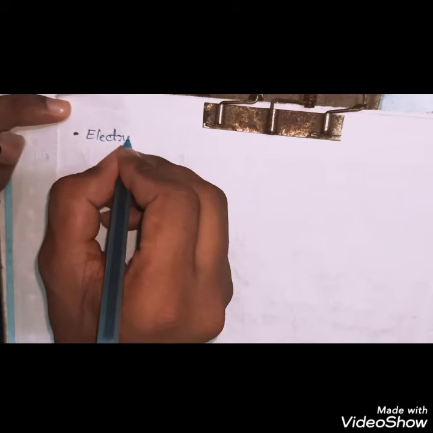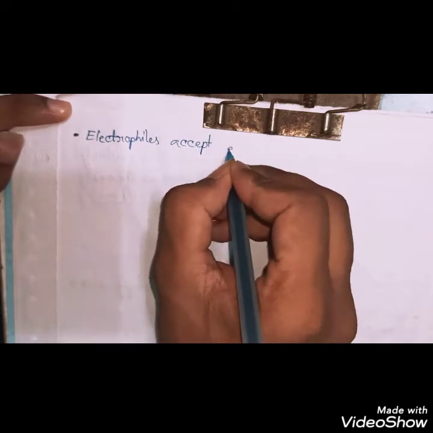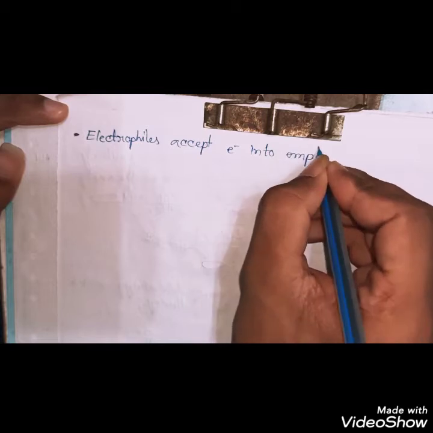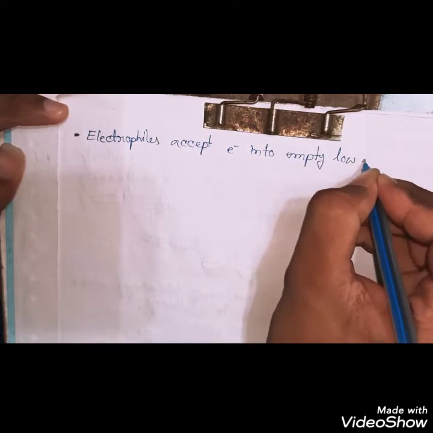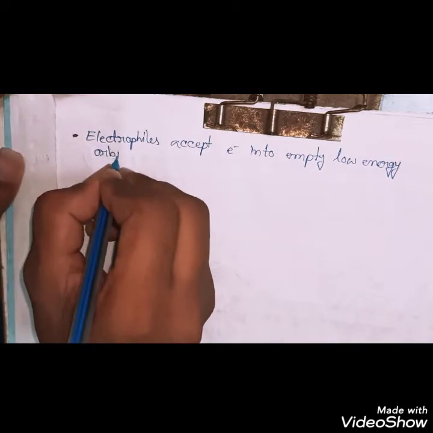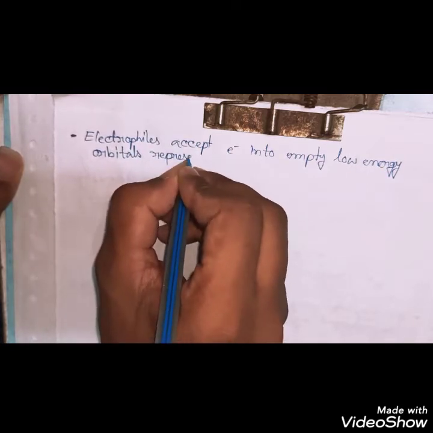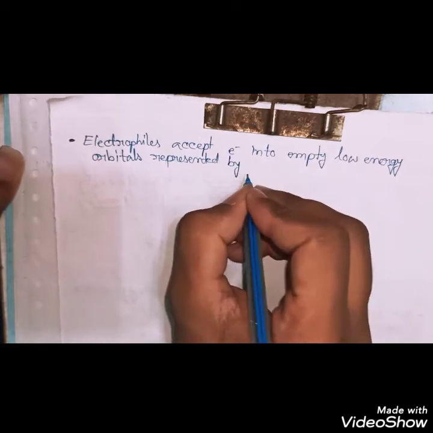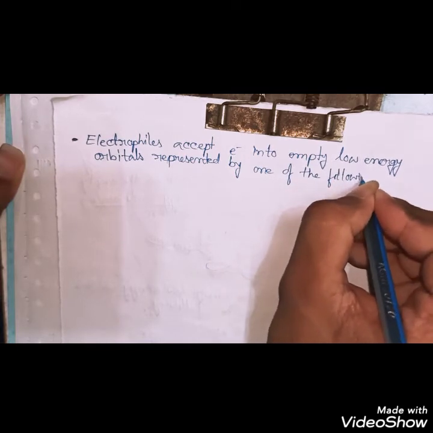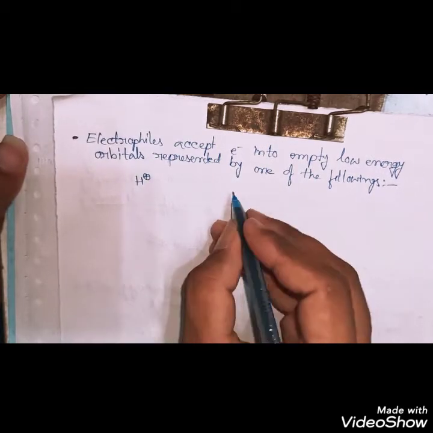Electrophiles accept electrons into empty low energy orbitals represented by one of the following. So let's write down the examples first.